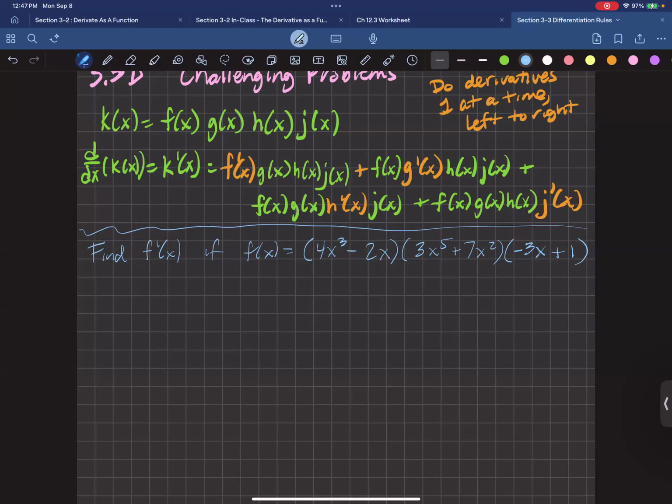So we do the derivatives one at a time. This is like A, B, and C. So we're going to have A prime B C plus A B prime C plus A B C prime. This is like saying A times B times C is f of x. So I will take the derivative of the first. The derivative of the first one is 12x squared minus 2. And we leave the rest alone.